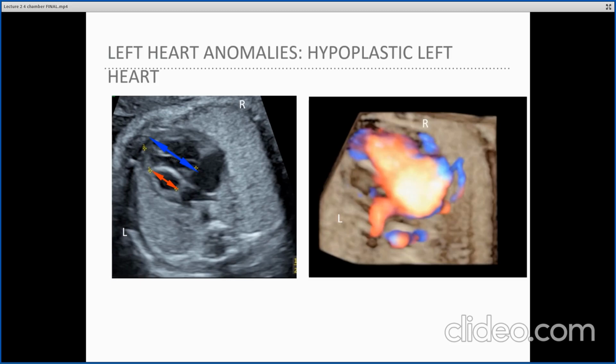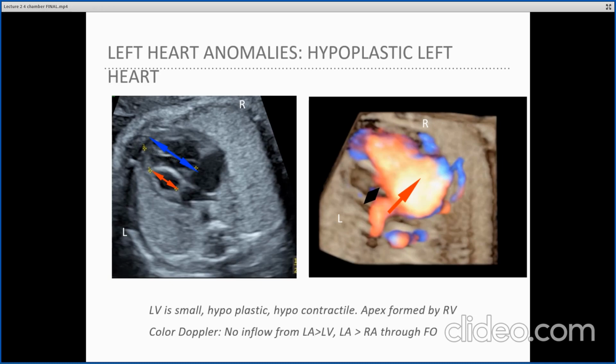This is showing color flow mapping in hypoplastic left heart syndrome. As we can see, there is no filling of the left ventricle. The entire blood from the left atrium cannot enter the left ventricle. That is because the mitral valve is completely shut or atretic. As a result, the whole blood from the left atrium will go across the foramen ovale to the right atrium and then to the right ventricle.